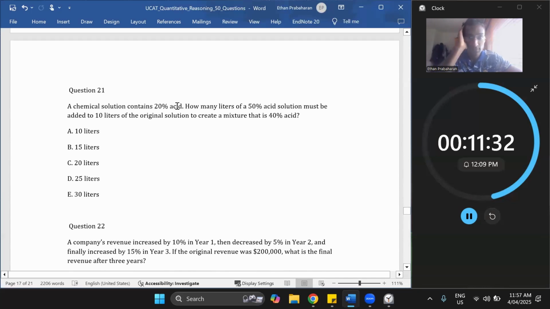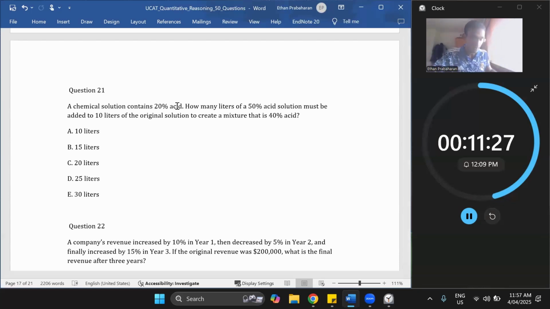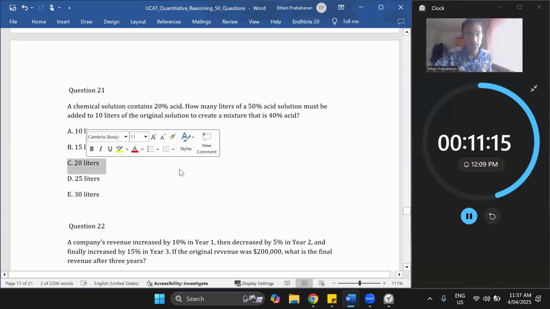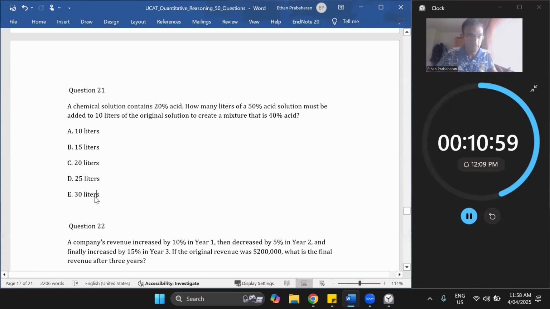20% acid. How many liters of 50% acid must be added to 10 liters to create a mixture? Oh, great. So if we had 10 liters originally, that would have been 2 liters acid and 8 liters not. So then if we need 40% acid, let's just take the middle number. If we added 20 liters, that would make it 12 liters of acid and 18 liters of something else. That's too low. So if we added 30 liters, that would make it 17 liters of acid and 13.